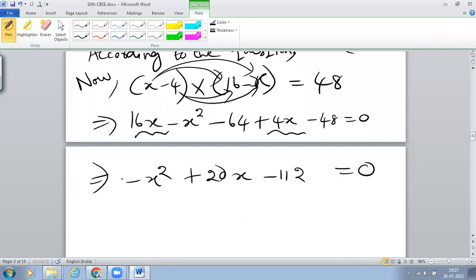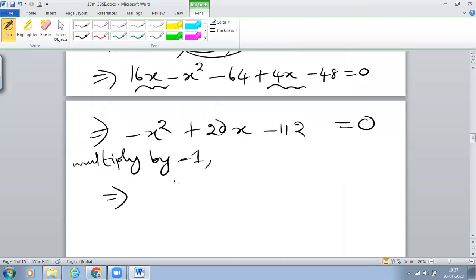Now the x square coefficient is negative. So we have to multiply the whole equation by minus 1 to change the sign. Minus 1 into minus x square is plus x square. Plus 20x into minus 1 is minus 20x. Here minus 112 will become plus 112.